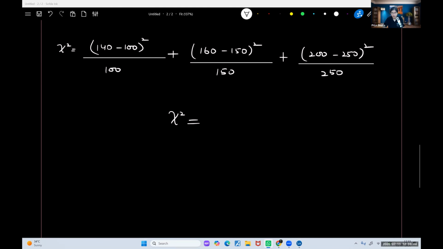Okay, so it's around 26.66. Okay, makes sense, makes sense. Okay, so we are getting the value of chi-square as 26.66.